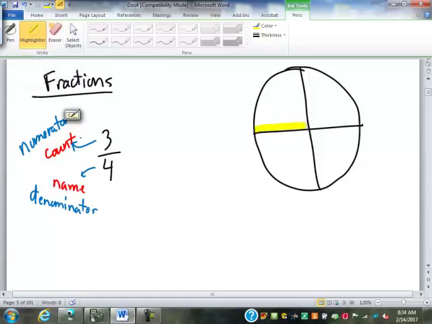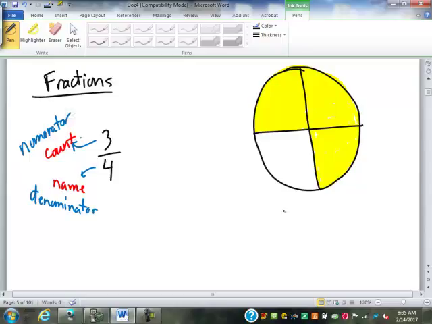Now the 3, the numerator, is telling us that we have 3 out of those 4 pieces. We have 3 of them. Oh, my coloring is improving. So you almost stop there before I get a big head. So that's what 3/4 looks like.